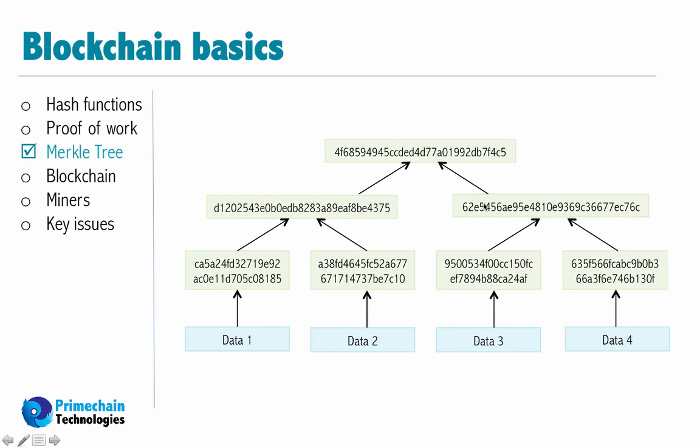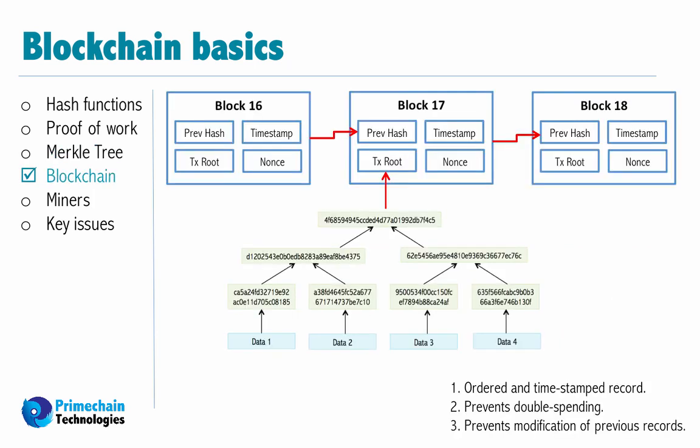Then we take these 2 hashes, concatenate, rehash, and we get this hash. So irrespective of how many pieces of data there are, our goal is to finally reach one single hash here. We call this entire thing a Merkle tree, and this as the Merkle root. Now moving on, let's have a look at what a blockchain actually looks like.